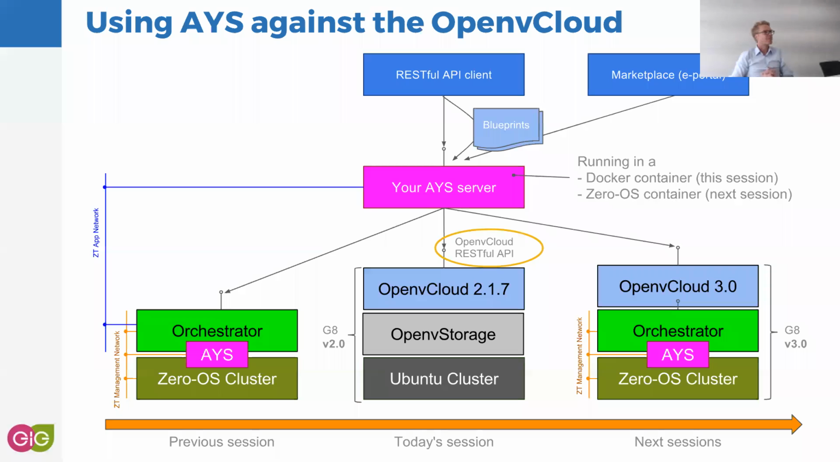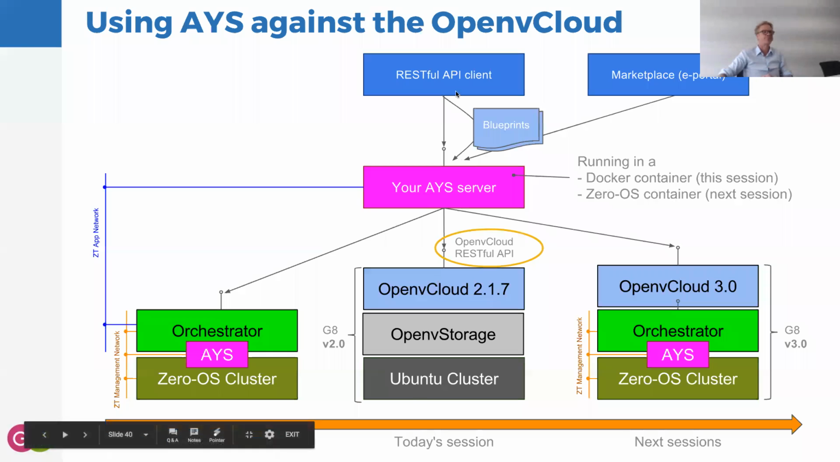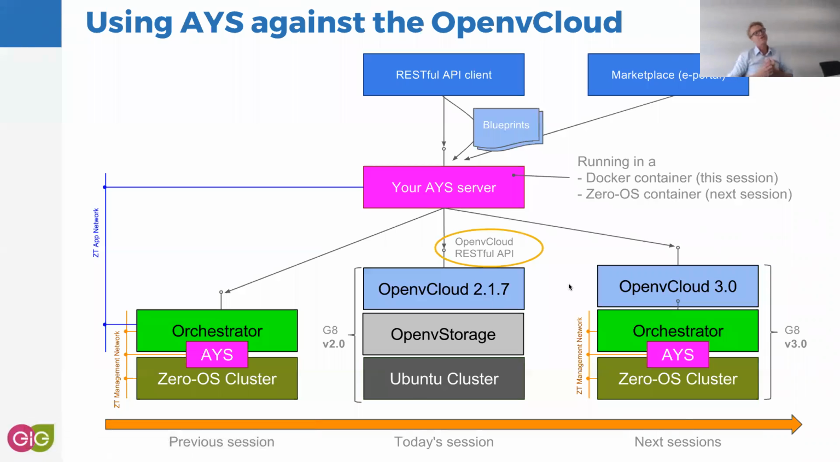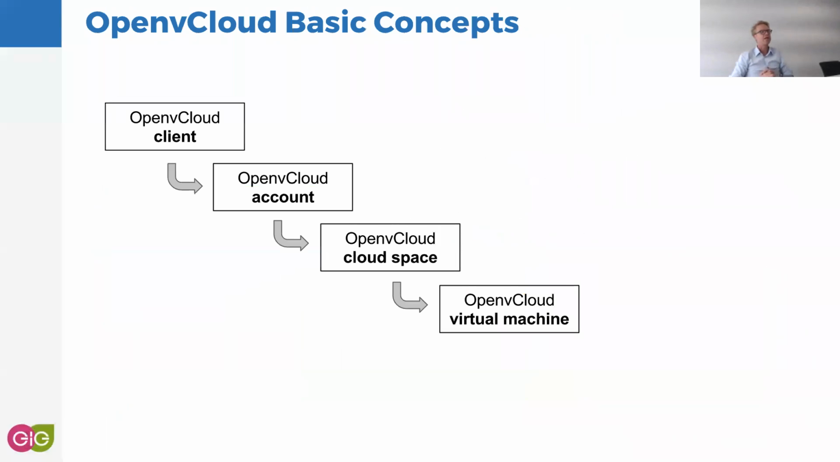Okay. Where are we? We have been talking a lot of time already, and we still are, again, at the first slide. In the first slide, I showed you that we would do this today: interact with Open vCloud 2.1.7 through the Open vCloud REST API. Now, the Open vCloud REST API, what's the basic concept of it? It's simple. You just need to get introduced to it.